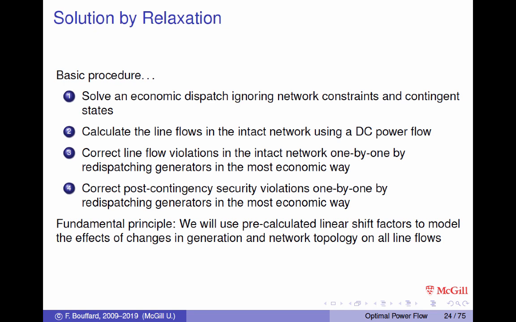We generally know that it's a convex problem. Therefore, we're going to be able to find a solution fast and quite easily. Second step, we're going to look at the line flows in the intact network using a DC power flow approach. If there are any line flow violations in the intact network, given the dispatch that we found, well, we're going to redispatch the generators in the most economic way.